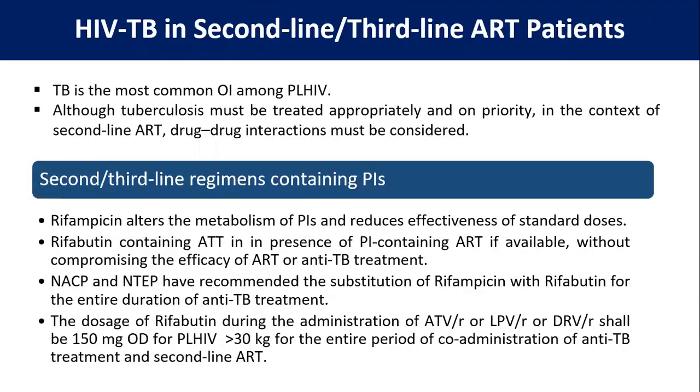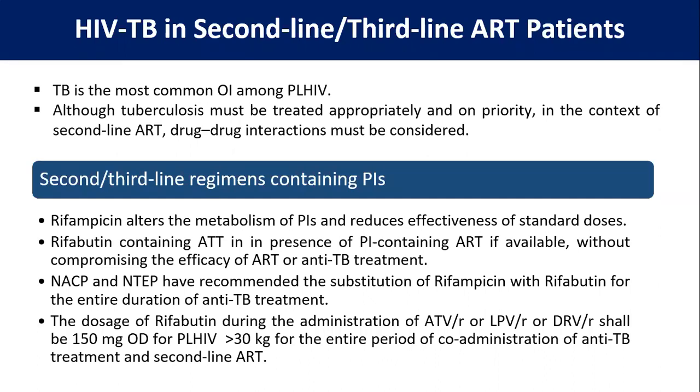HIV-TB in second line or third line ART patients. TB is one of the most common causes of death in HIV patients. Although tuberculosis must be treated appropriately and on priority, the context of second line ART and drug-drug interaction must be considered. For example, in a second line or third line regimen containing PI, rifampicin cannot be used in combination with PI. If at all we want to use it, then rifampicin needs to be changed to rifabutin. But as of now, there is no rifabutin in many places, so probably we'll have to go for a change of rifampicin to other ATT in consultation with the expert.